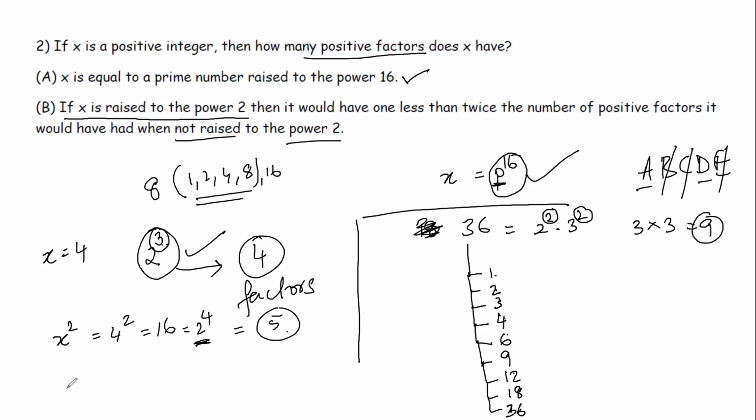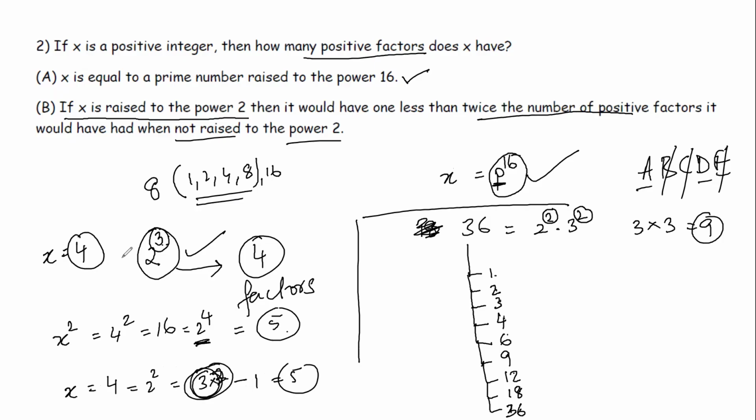So when not raised to the power of 2, it would just remain 4. And 4 is 2 squared, and with that it would have 3 factors, right? So 1 less than twice the number of positive factors: twice 3 is 6, 6 minus 1 is 5. So basically, it just depends on the x value you take. So right now the answer is 5, or probably you come to know that it would have 3.